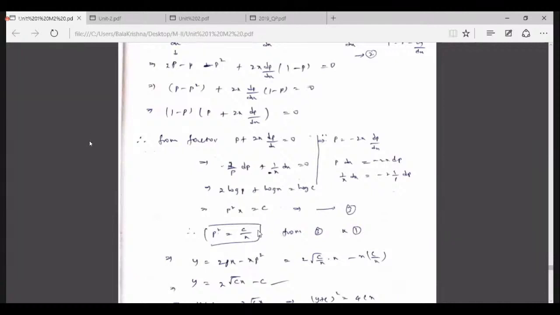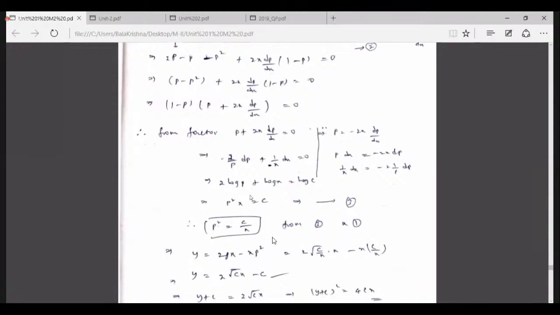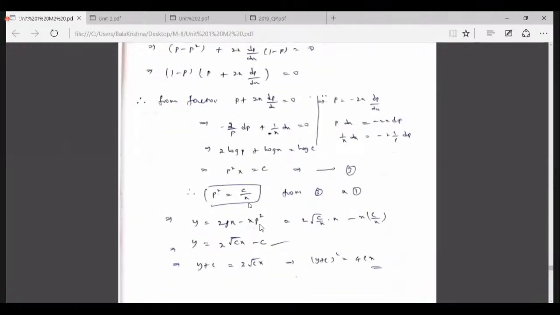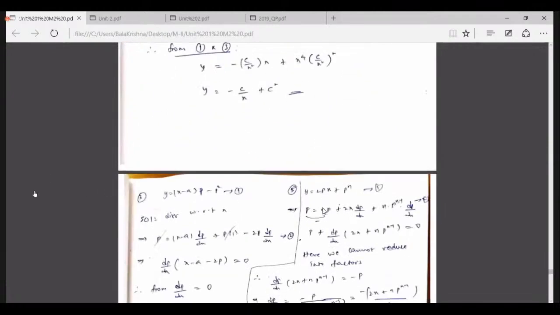Once you have this p value, substitute it in your question, so that it changes in terms of x and c. Okay, so 2px minus xp square, where p square is c by x and p is the square root of c by x. So therefore, from the given equation, where you have dy by dx, this derivative p has been removed by substituting that p value as c by x over here, the p square value. Is this clear?